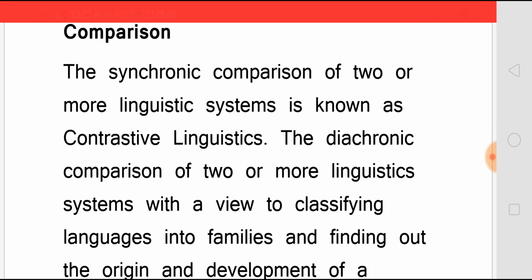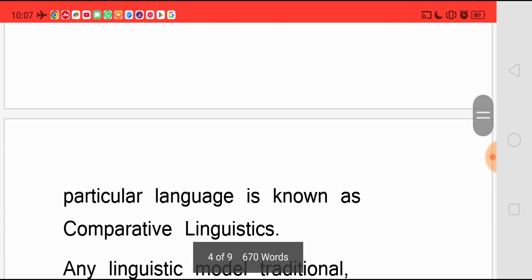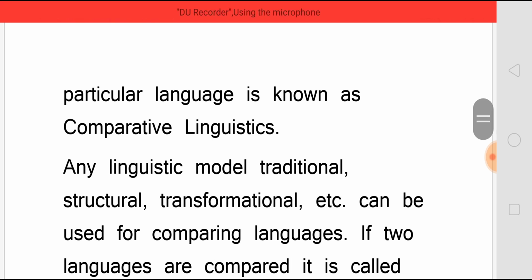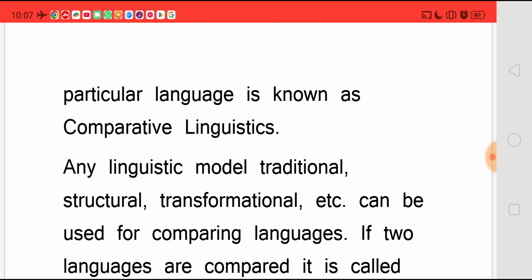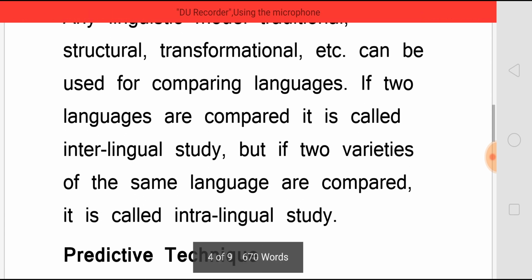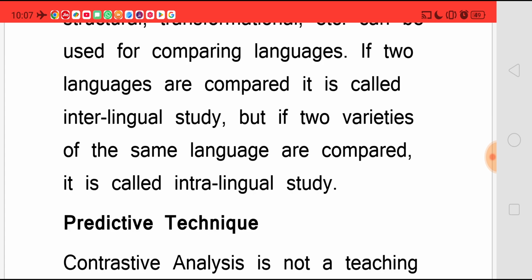The synchronic comparison of two or more linguistic systems is known as contrastive linguistics. The diachronic comparison of two or more linguistic systems with a view to classifying languages into families and finding out the origin and the development of a particular language is known as comparative linguistics. Any linguistic model, traditional, structural, transformational, etc., can be used for comparing languages. If two languages are compared, it is called interlingual study. But if two varieties of the same language are compared, it is called intralingual study.